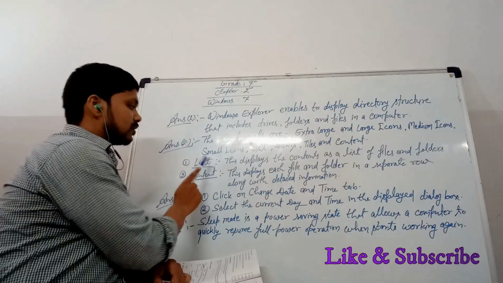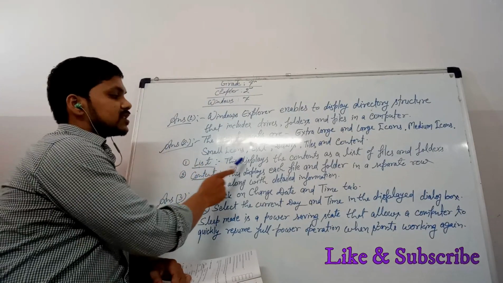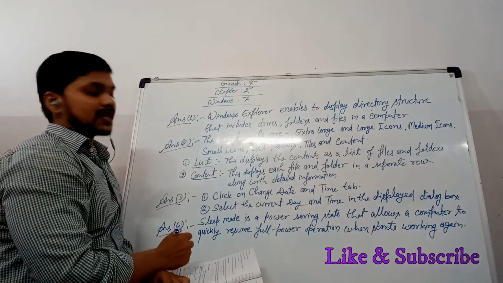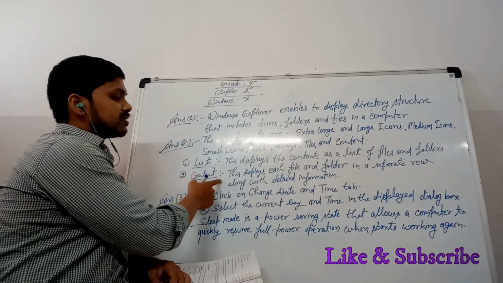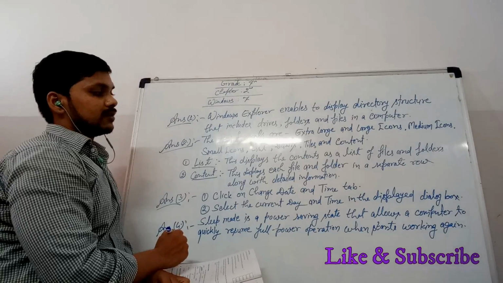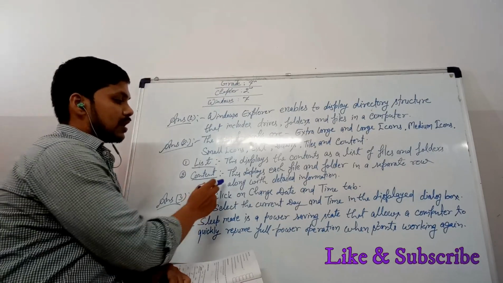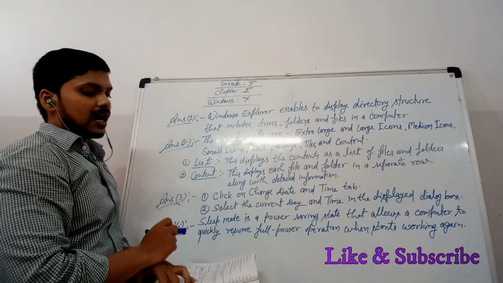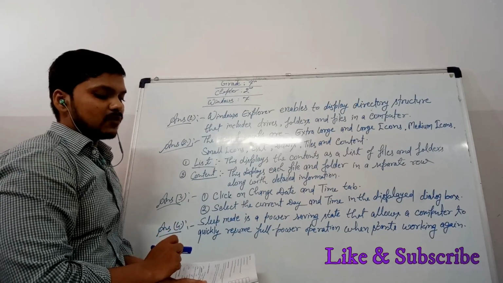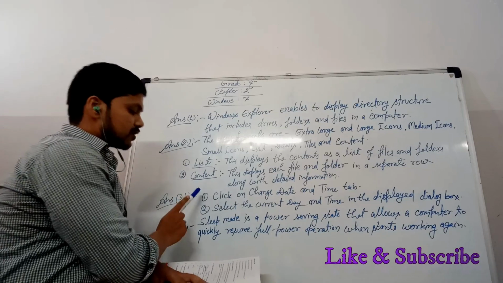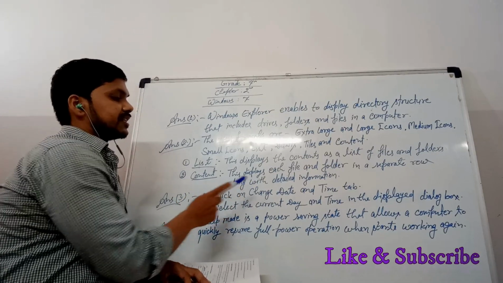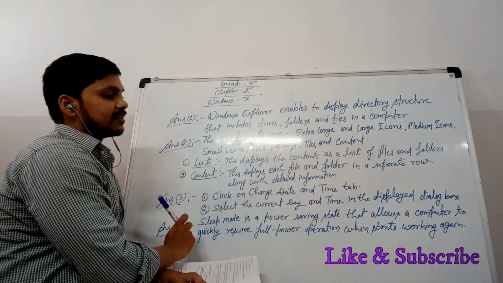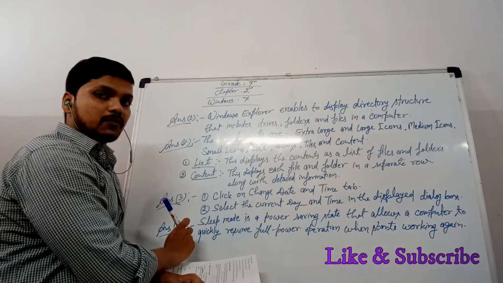Now we are going to describe these two. First is list. What does list do? This displays the contents as a list of files and folders. And second is content. This displays each file and folder in a separate row along with detailed information. Now third question is, how will you set the date and time for your computer? First we have to click on the change date and time tab. Second, select the current day and time in the dialog box.